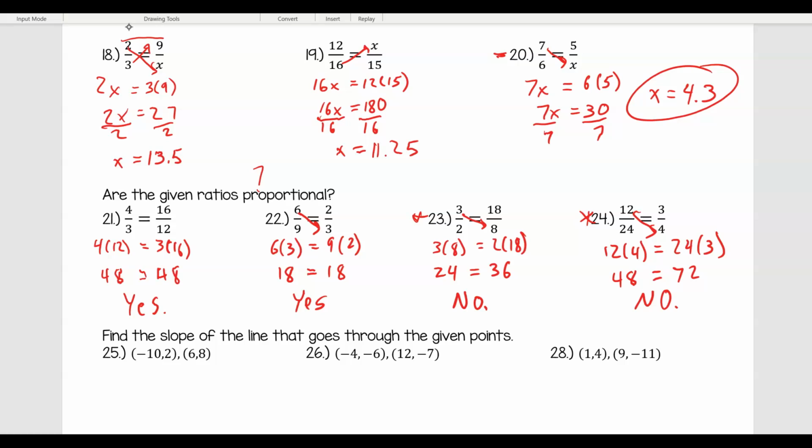Right? And you can see 12 over 24, that's 1/2. 1/2 is smaller than 3/4, right? This is 1.5, and 8 does not go into 18 evenly. So those both would have been no's.